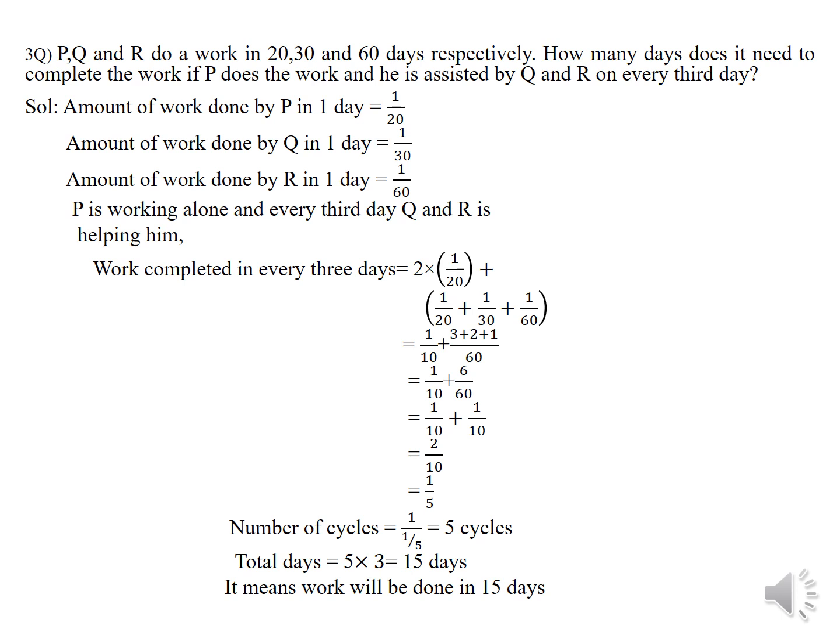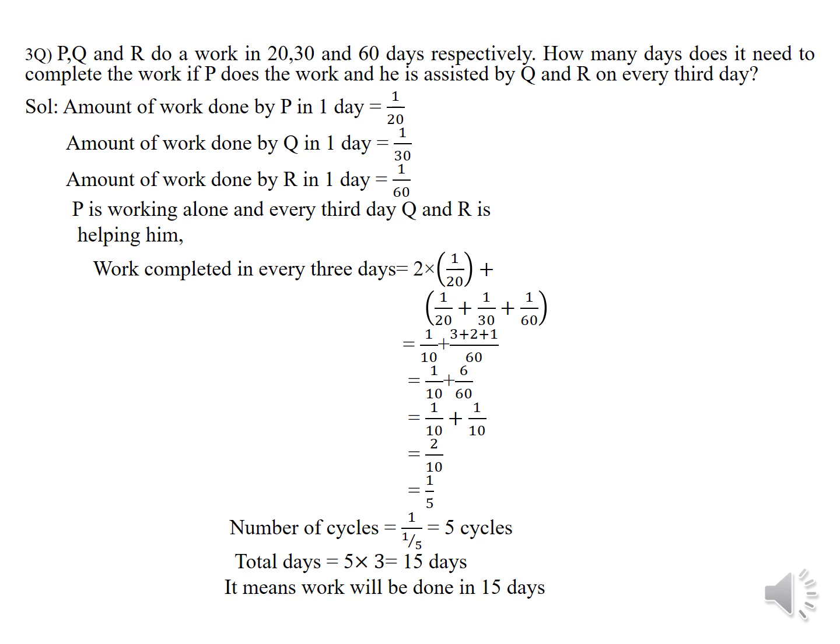So how to solve this problem means, first calculate the work done by P, Q and R individually in one day. Then calculate the work done in a cycle of 3 days. And finally determine the number of days to complete the entire work. For that, first calculate the individual work rate.